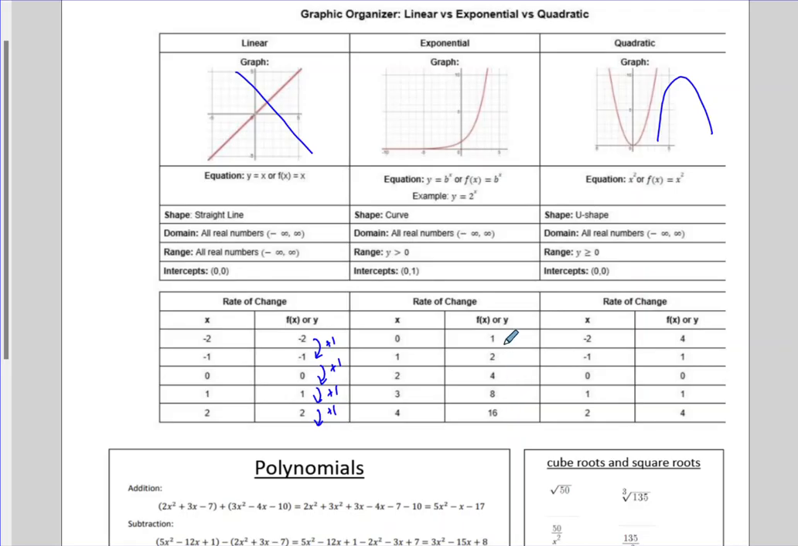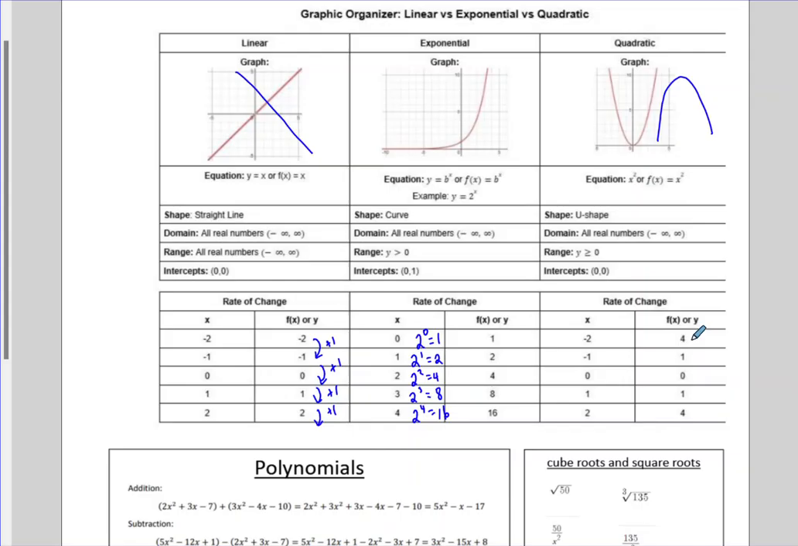Also, you could see here that when you have an exponential, you have the x in the exponent. So let's say I have 2 to the 0th power, is equal to 1. 2 to the first power is equal to 2. 2 to the second power is equal to 4. The base is the same, but the exponent is what's changing. 2 to the third power is 8, and then so on. 2 to the fourth power is 16. So that's how you can tell it's an exponential function. It's increasing really fast.